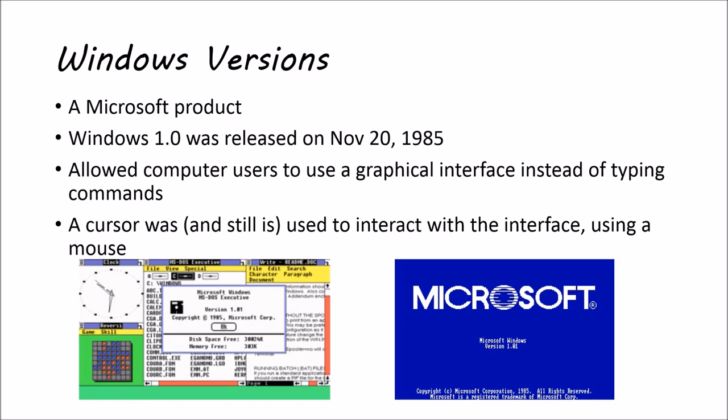It allowed computer users to use a graphical interface instead of typing commands. A long time ago, you would actually have to type words into your computer to make it do anything. And to make it easier, that's what Windows is for. You can just point at something and click on it using a cursor and a mouse, which we did go over in a previous video.